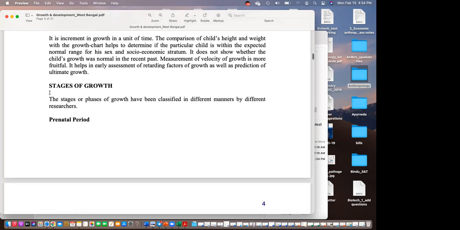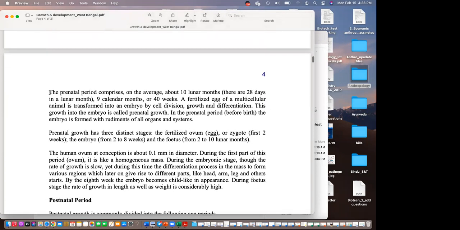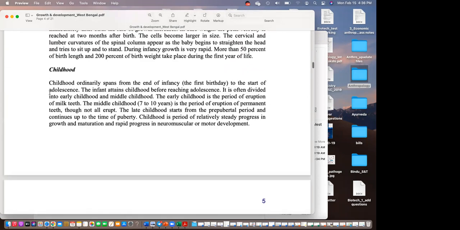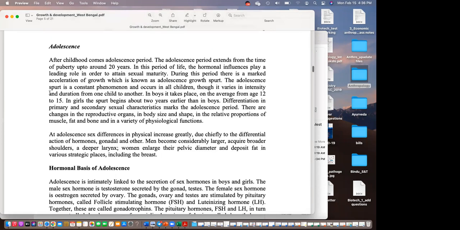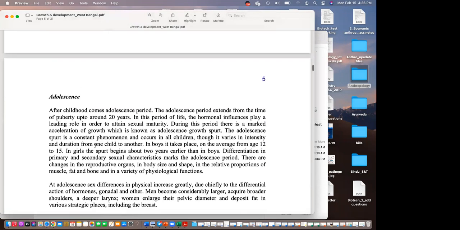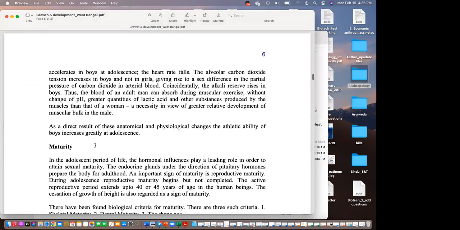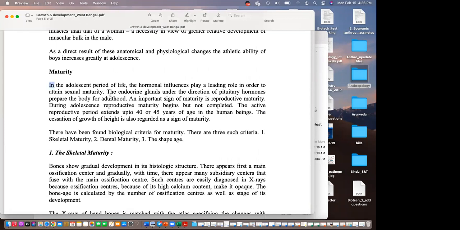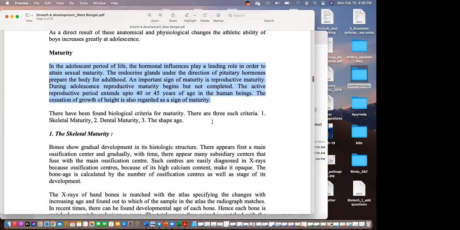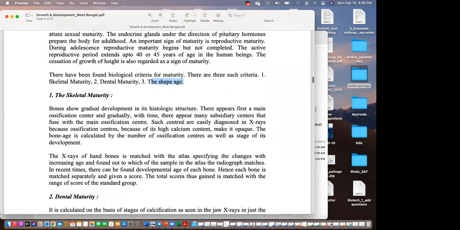And then stages of growth. We talked about the prenatal period. We talked about postnatal, infancy, childhood, adolescence. The points I've given you are in addition to that. If you want a bit of reading, go through this. Physiological changes that happen in the process. Maturity also they briefly talked about, which we didn't put too much focus on, but we kind of discussed it. Here they talked about maturity as such, how the skeletal system attains maturity over a period of time, how our teeth attain maturity over a period of time. Also the shape, age. So they talked about these three components.